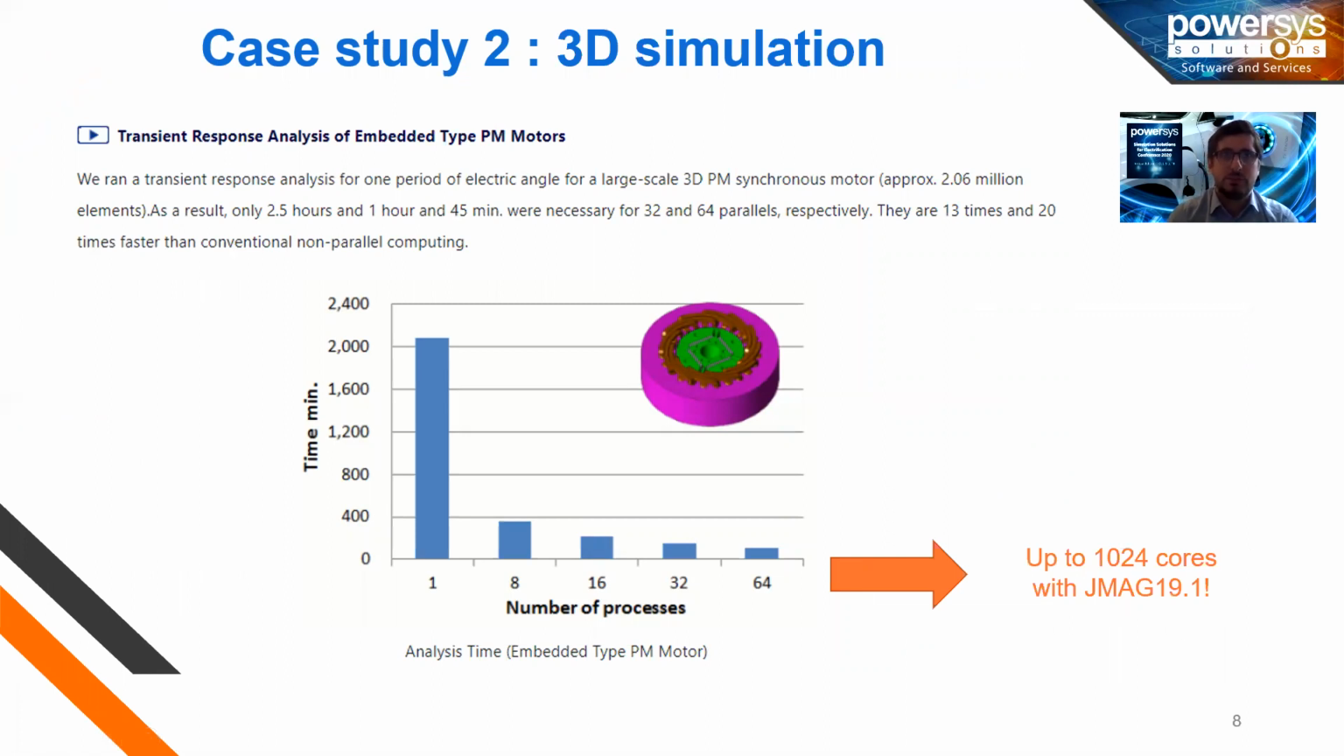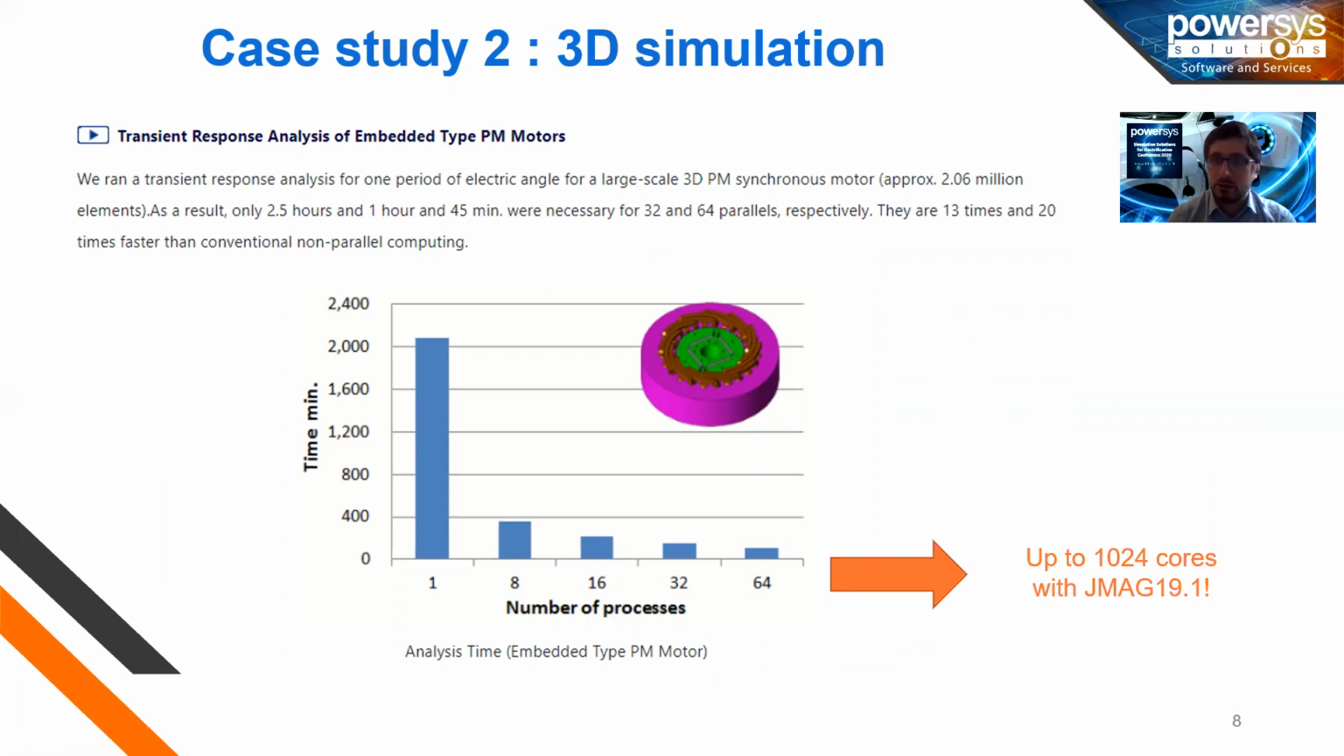In this second case study, we show that this service can also be very useful for large 3D simulation. By using an HPC and a lot of cores, one can decrease the computation time a lot for such a model. In this example, using one core would take more than 2,000 minutes to run the simulation. So it's a 3D model with about 2 million elements. But if you take 64 cores, you need only about 100 minutes.